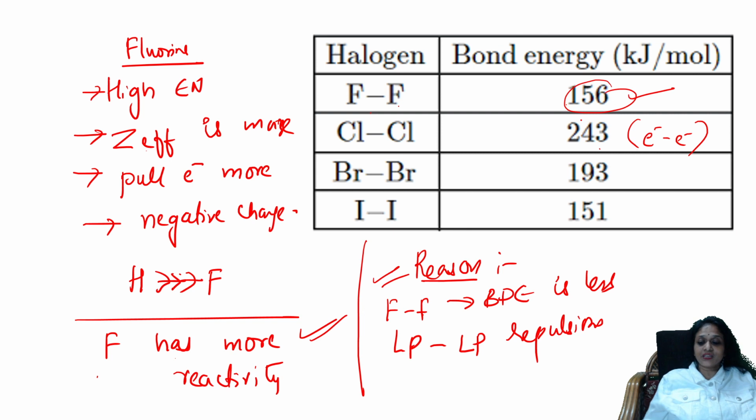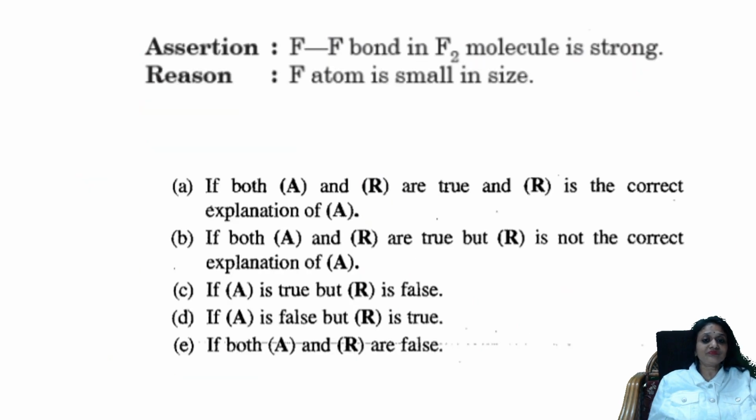Next question. Let's see. The next question is: fluorine bond is strong, fluorine is small in size. Check carefully. Fluorine bond is strong, they said. Okay, observe. A is false. The assertion is false.